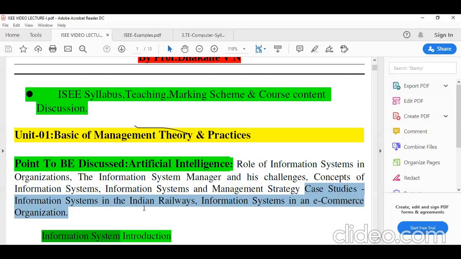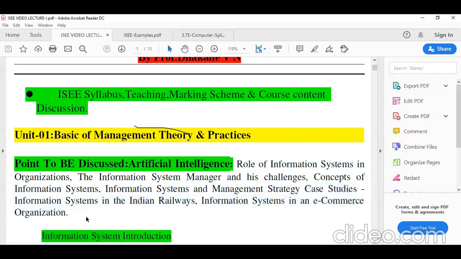Case studies means what? As we are discussing the first unit, in that we are going to discuss what exactly is meant by the information system. Case studies means a detailed study of some particular example which is now available in the market. When you see the information system, after that we'll again discuss what exactly the case study means. Studying some particular example which is already available in the market, or doing research on that particular example.